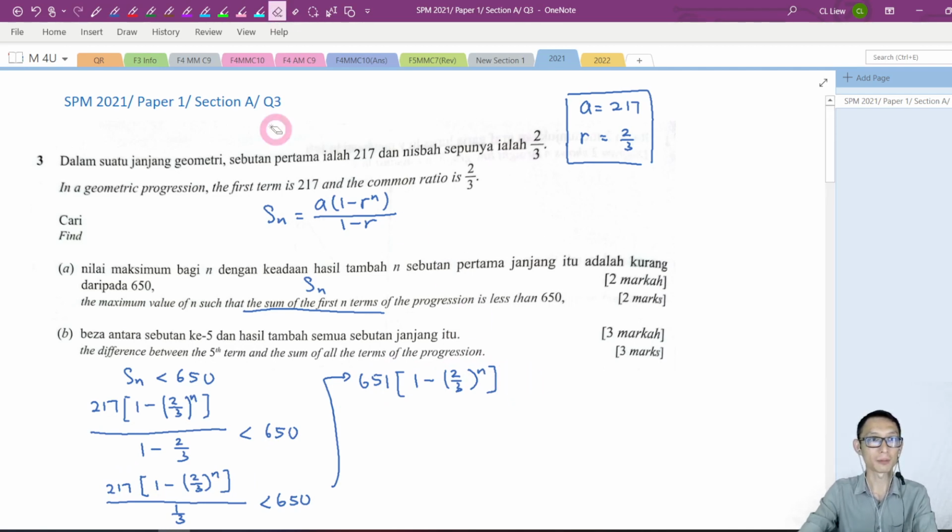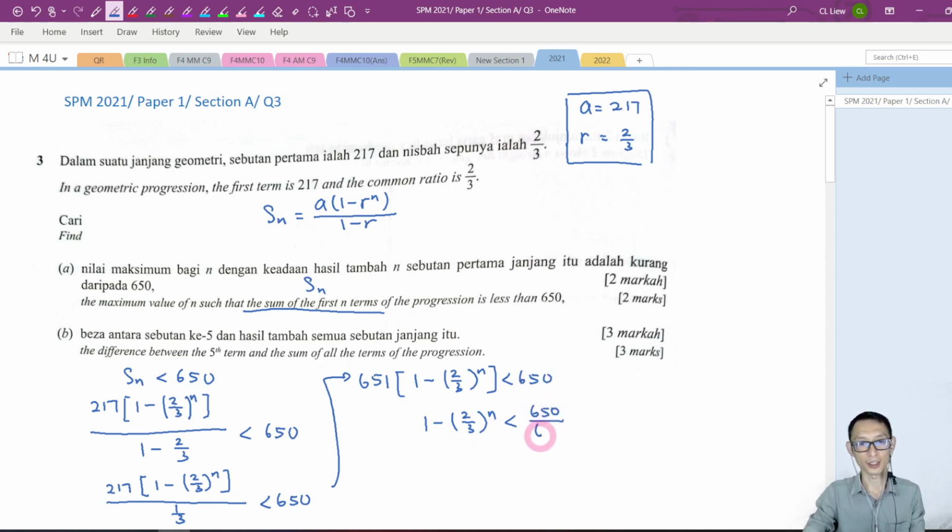This is not equal, but less than 650. Next step, I'm going to bring this over here and it becomes divide. 1 minus 2 over 3 raised to power n is less than 650 divided by 651. The 1 goes to the other side, it becomes minus 2 over 3 power n. Remember to copy the negative sign here: 650 divided by 651 minus 1.